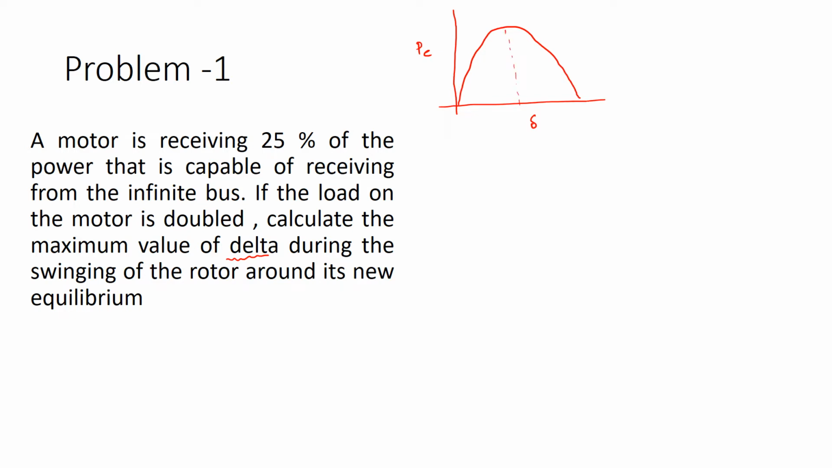Likewise, we mark the maximum power which can be transferred. This is Pm, and we can write the expression Pe is equal to Pm sin delta. When delta is 90 degrees, the maximum power can be transferred, and this will be equal to Pm. Here it is given that initially the motor is operating on 25% of this, so that means it will be operating on 0.25 Pm. Corresponding to this 0.25, we will have one angle, let us say the initial angle delta naught.